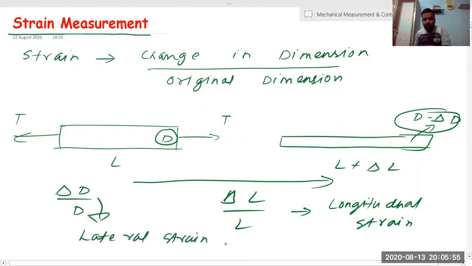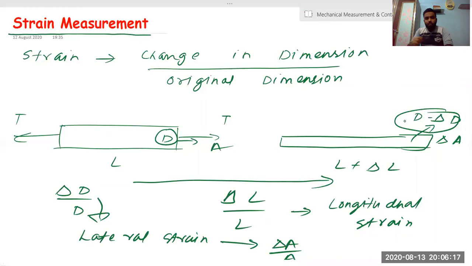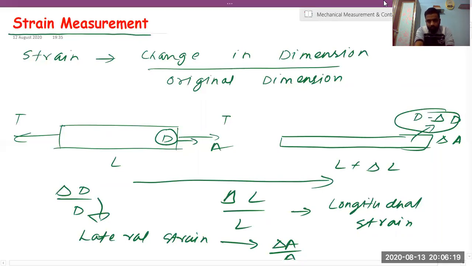It can also be written in terms of change in cross-sectional area upon original area, because whenever D changes, A will also change. If A was initially A, then it might become A plus delta A. So whenever there is a change in area upon original area, or you can even say change in diameter upon original diameter, that is called lateral strain. Okay, so I have defined for you what we mean by lateral strain.